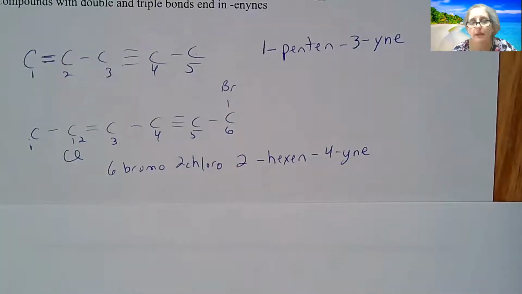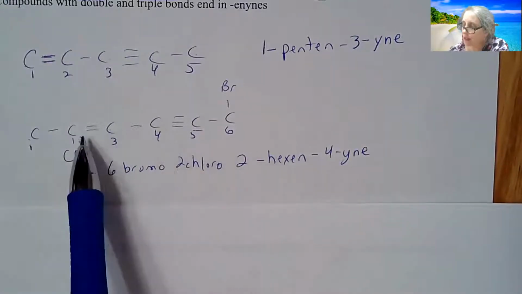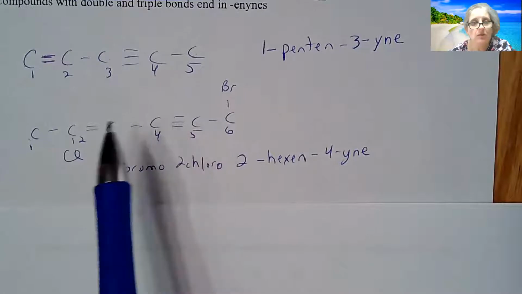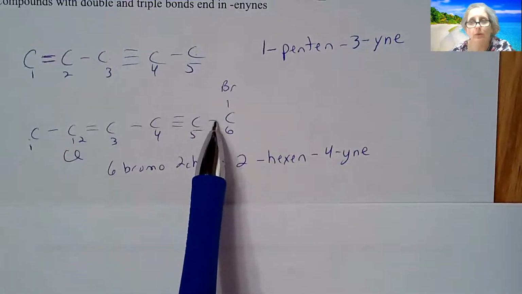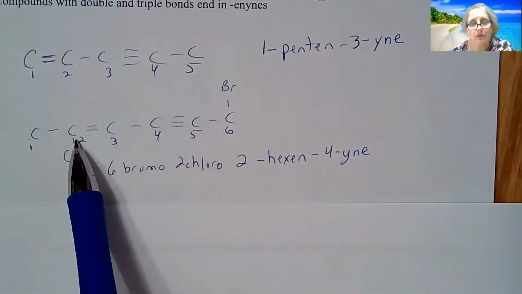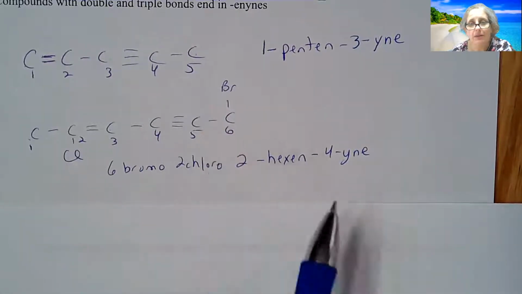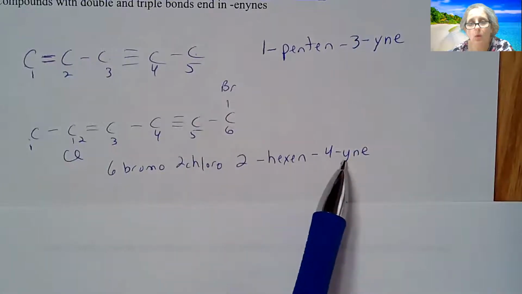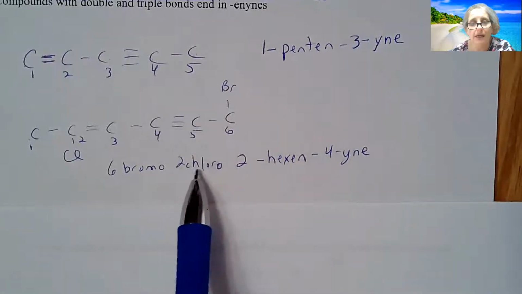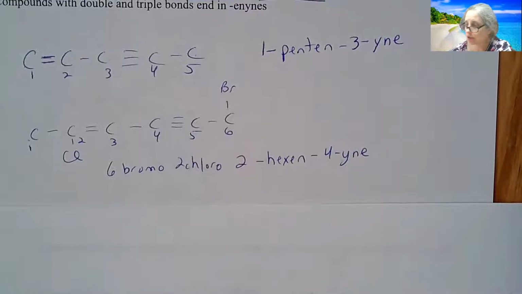All right, so the correct name is 6-bromo-2-chloro-2-hexen-4-yne. Again, the double bond takes precedence, so you start counting over here, even though you have a bromo group here, double bond is going to be first priority. And then it's hex because there are 6. You put the 4-yne for the triple bond, and then you put the 6-bromo and the 2-chloro.